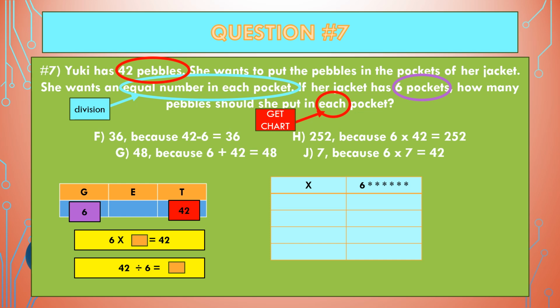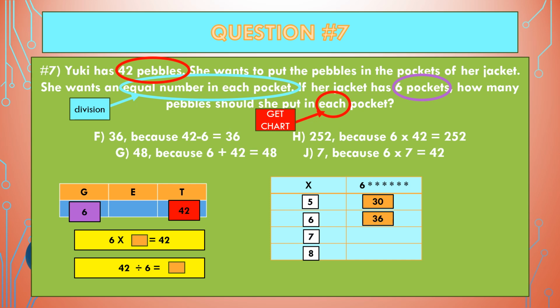Now, I know my fives, and I know that 5 times 6 is going to give me 30. So I'm going to start my ratio table at 5. So let's go 5, 6, 7, 8. And I know that 5 times 6 is 30. Now all I have to do is add 6. So my goal is to get to my total of 42.